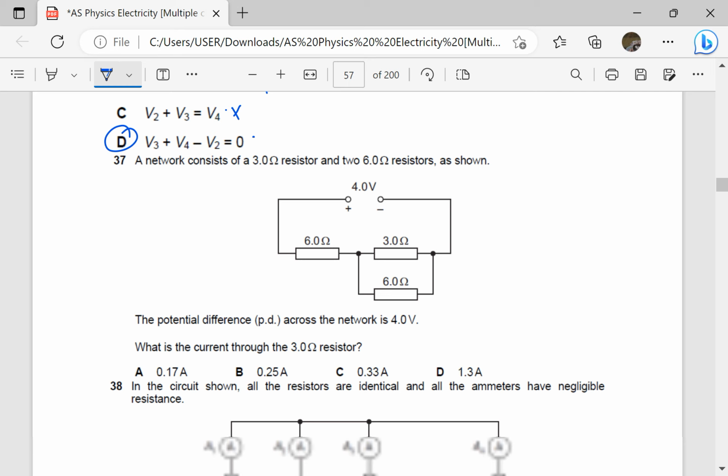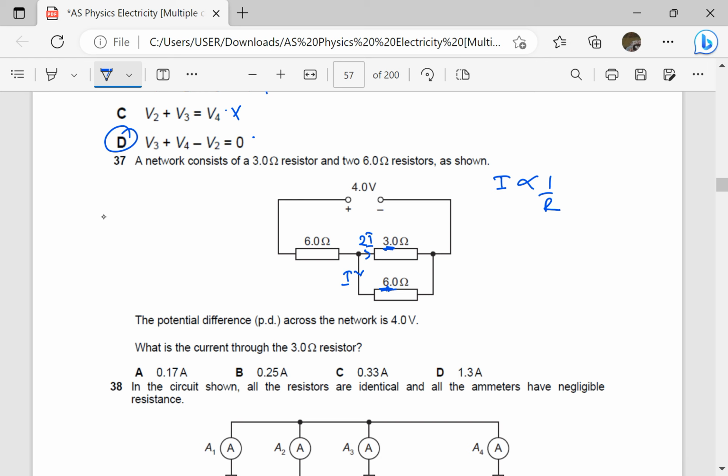A network consists of a 3 ohm resistor and two 6 ohm resistors as shown. The potential difference across the network is 4 volts. What is the current through the 3 ohm resistor? Note that this 3 is a half of this. If the current here is I, the current here is going to be twice I, because remember, current is inversely proportional to resistance. This resistance is twice the other one, so the current here is a half the current there.